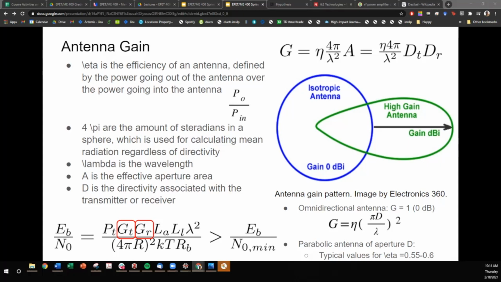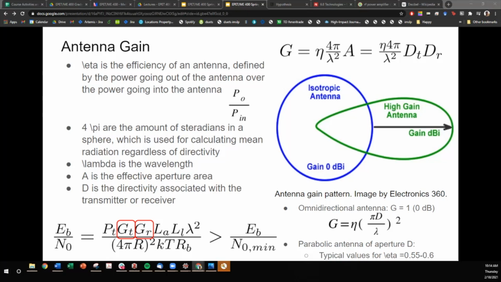So an isotropic antenna, which doesn't care about the direction at all, the gain pattern would be uniform across all directions, whereas a high gain antenna cares a lot about the directivity of the antenna. So it will have a high power intensity in one single direction, and then across all the other angles, there's pretty much no power intensity of the signal going in those directions.